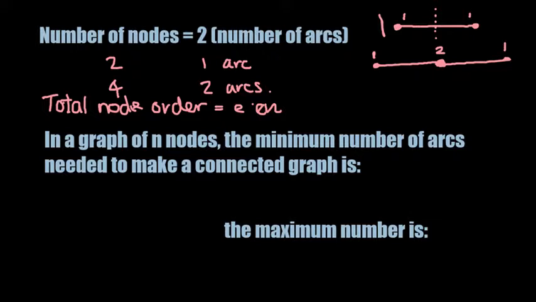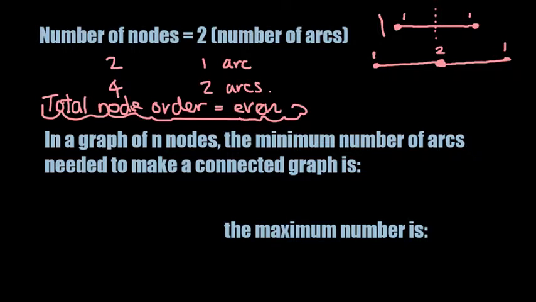Probably not the nicest mathematical way to write it, but there we go. Total node order has to be even. Otherwise, say you've got a node order of 21, you're going to end up with 10.5 arcs. You can't have half an arc. So that's always a really nice thing to keep in mind, especially when you're dealing with these types of questions.